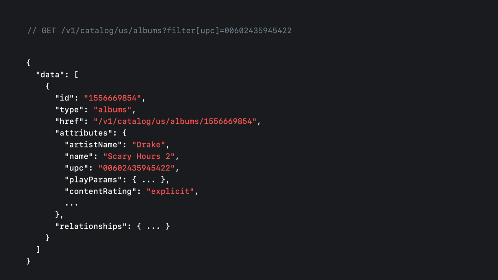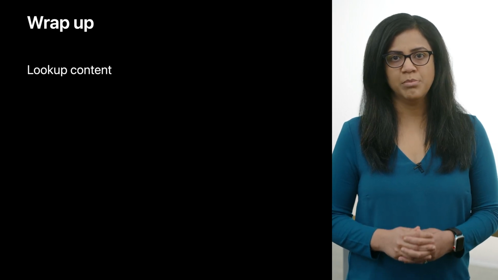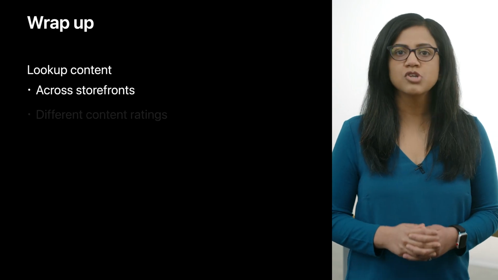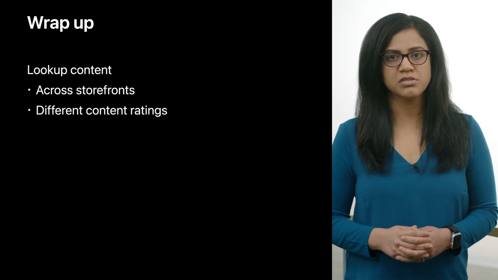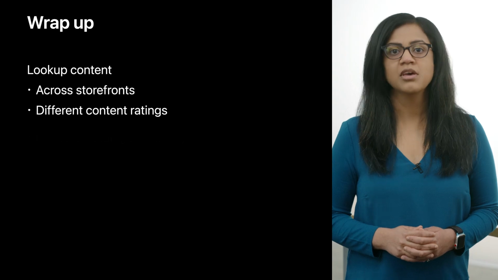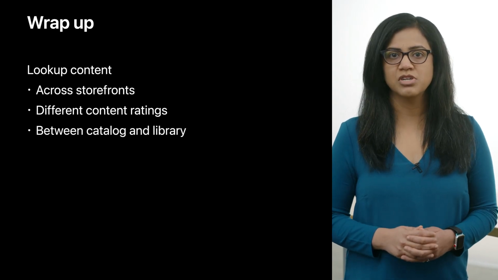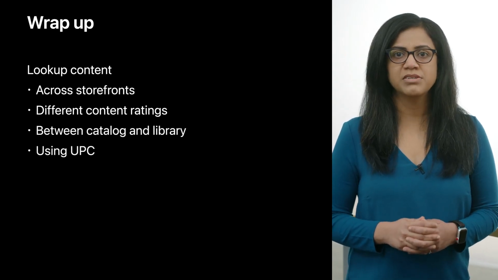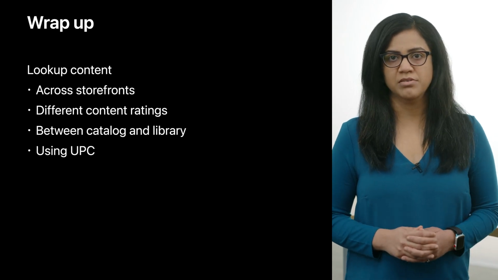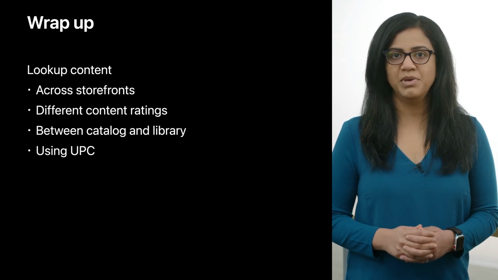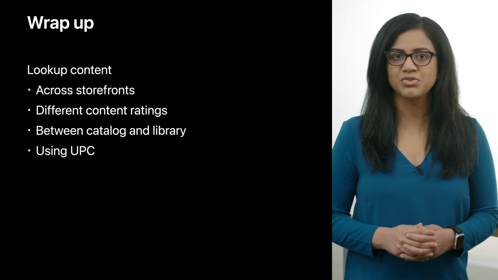As you can see in the response here, it returns a resource collection of the albums with a matching UPC identifier. To wrap up, we talked about various ways you can look up content available on Apple Music. We discussed referencing content across storefronts. We talked about how to fetch the version of a content with a different content rating. We explored the library and catalog relationship, and we also discussed matching content using the UPC identifier. We hope that you can leverage these APIs to build a richer Apple Music experience.